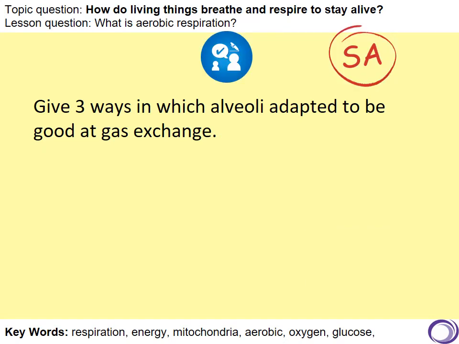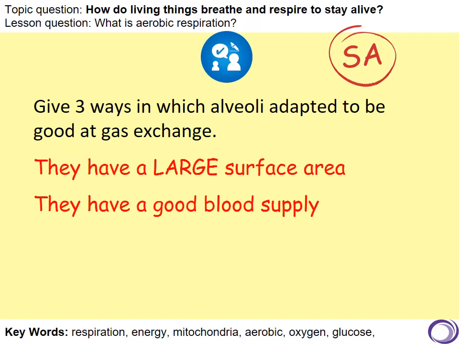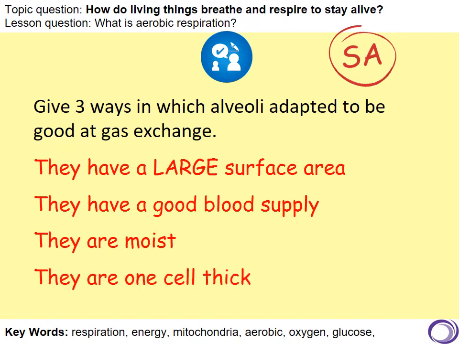What 3 ways did you get then? So they have a large surface area. We've said if we spread them all out flat, there will be half the size of a tennis court. They have a really good blood supply. You could have mentioned the capillaries there and said that they've got lots and lots of capillaries around them for that blood supply. They are moist, and that helps with the dissolving of the gases and the diffusion. And they are only 1 cell thick, so that makes the diffusion much more efficient.